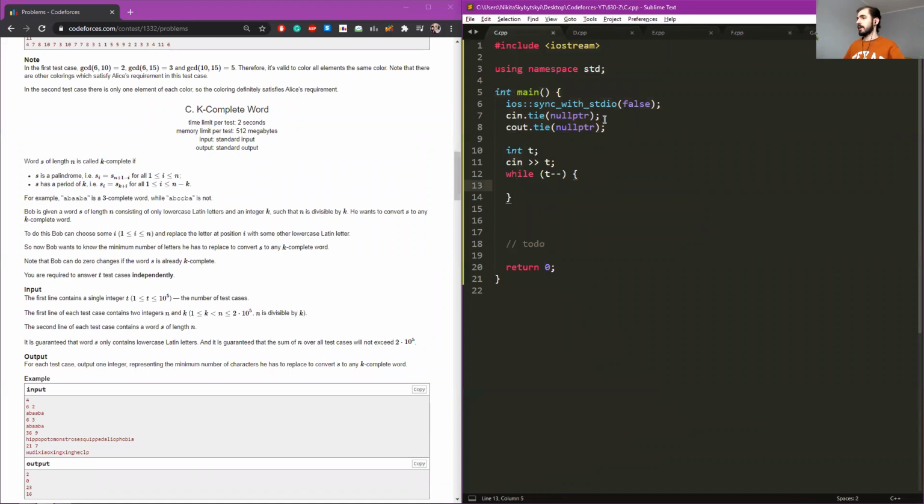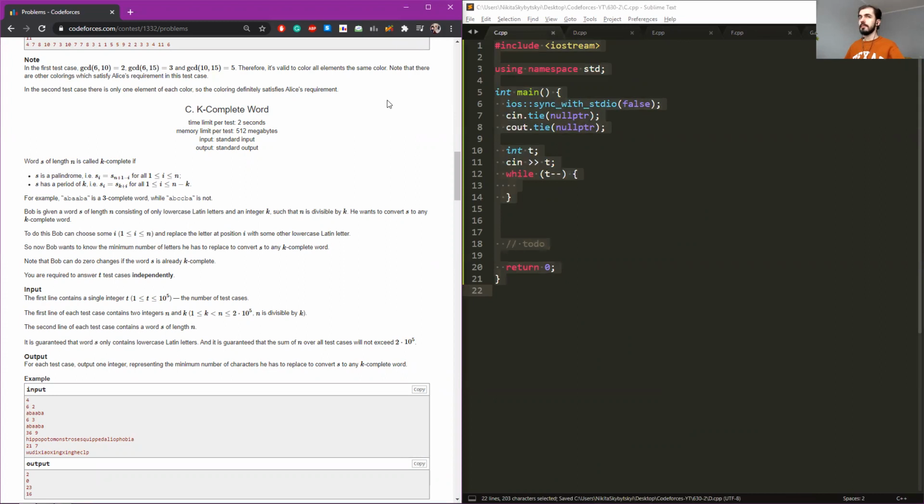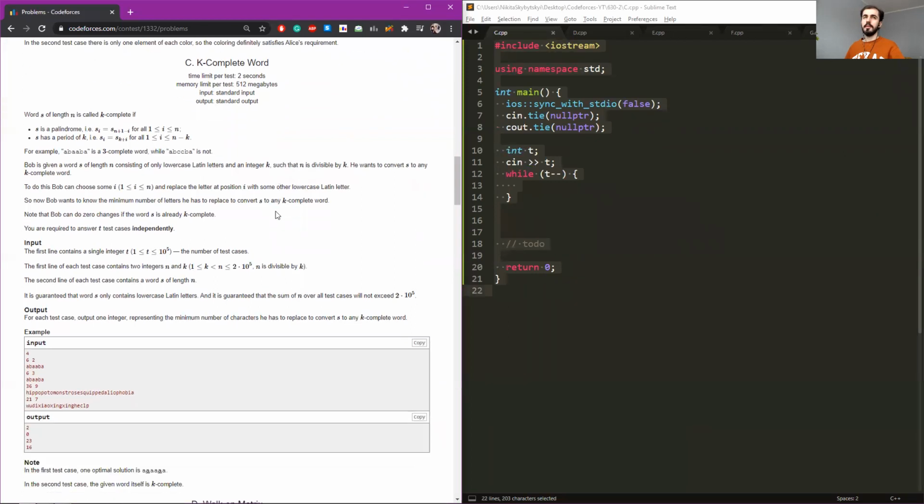We are back with problem number 3. Finally, after half an hour, we have k complete word. The word S of length n is called k complete if S is a palindrome and S has a period of k. For example, A, B is a 3 complete word, while A, B is not, because it does not have a period that has, okay.